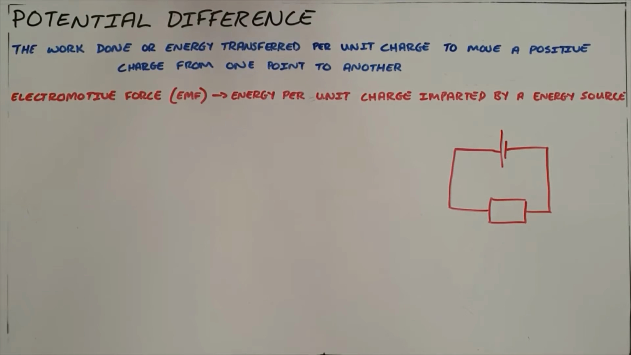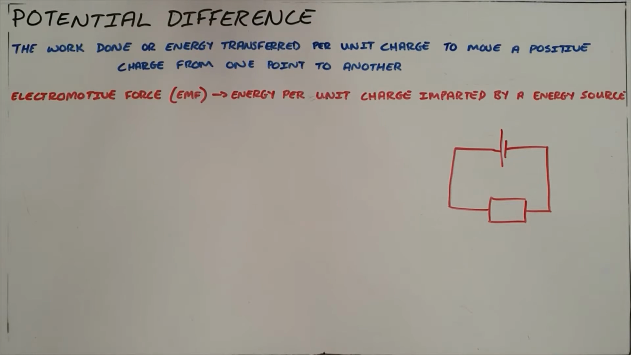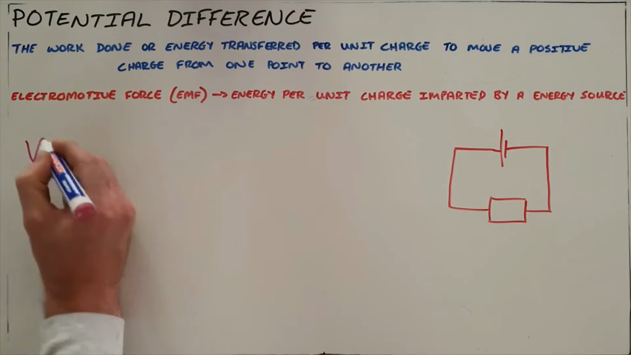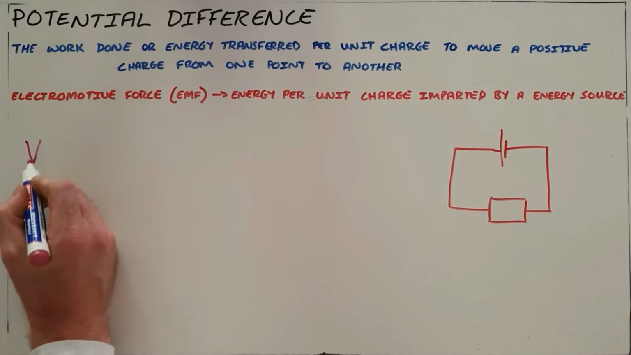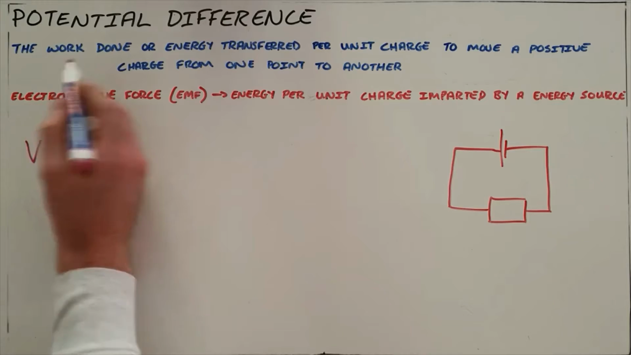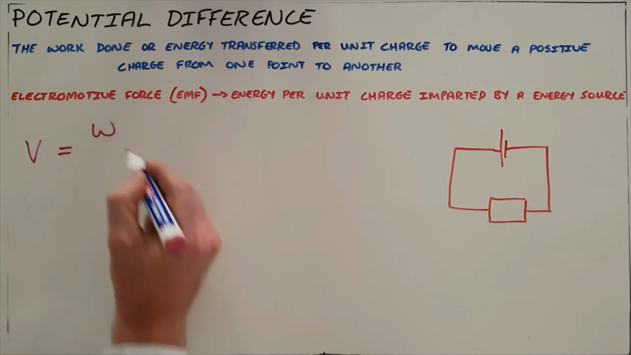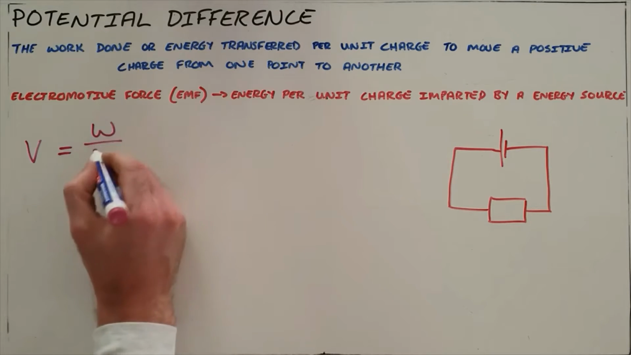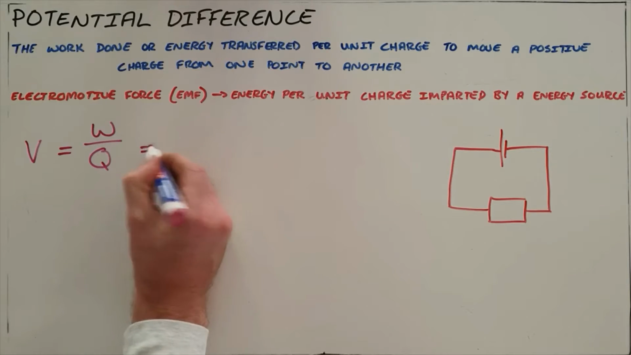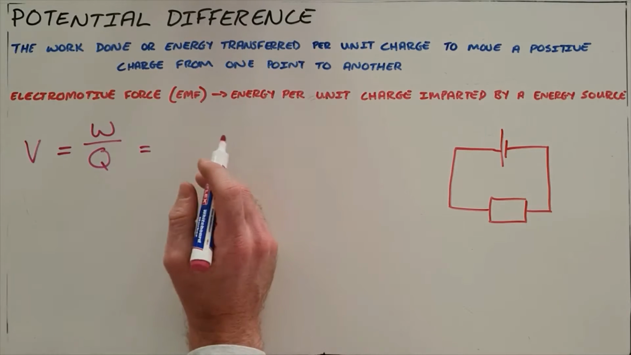Potential difference is the work done or energy transferred per unit charge to move a positive charge from one point to another. And that definition gives rise to the first formula for potential difference with the symbol V. Potential difference is the work done per unit charge, that is the amount of work done per unit charge in moving from one point to another.